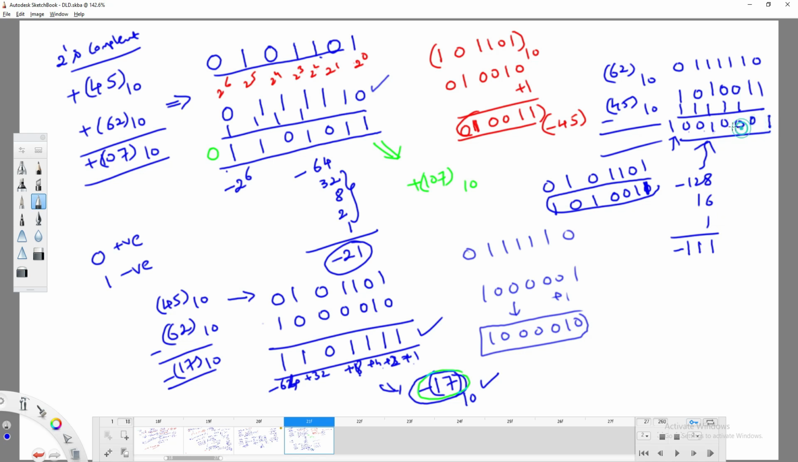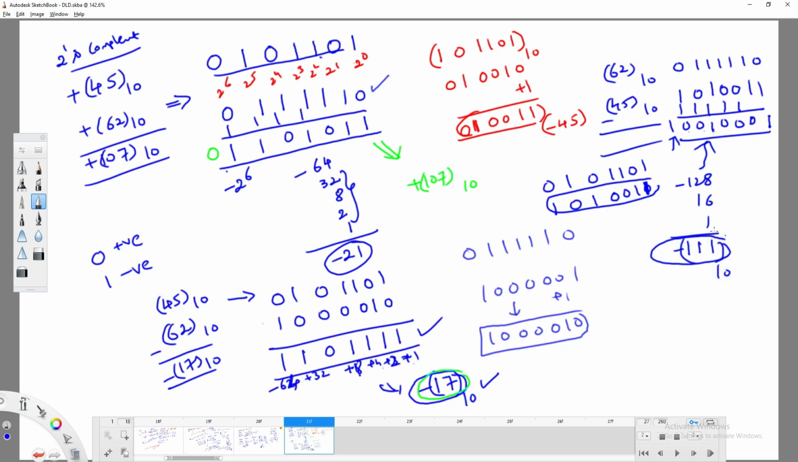1, 2, 4, 8, 16. Anywhere we did mistake? Ma? So what is the result you need to get here? See, this is minus triple 1, right? This is minus triple 1 base 10.